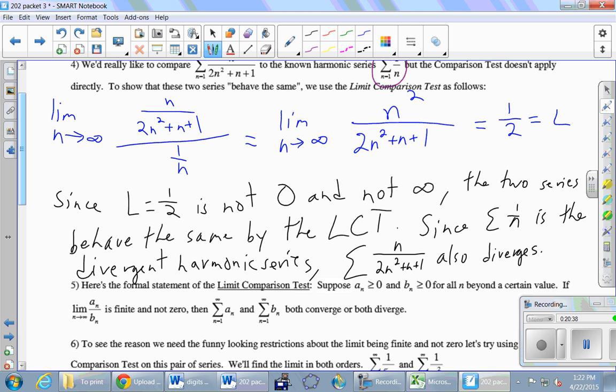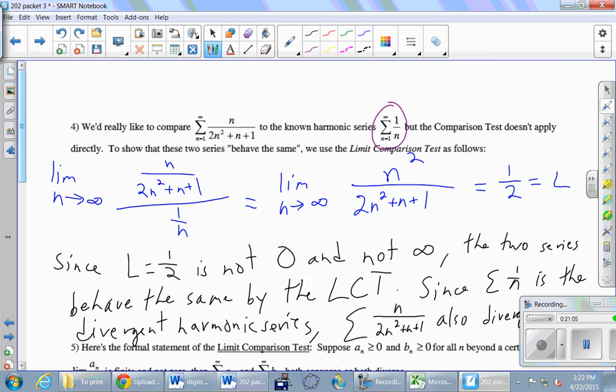Yeah, way more powerful than the direct comparison test. Doesn't even need to be less, just needs to be not 0 and not infinity when we do this limit. You do, but we're going to choose wisely. I mean, we're only going to pick things that we know about already, like 1 over n, and all the p series on the board are now easy. Geometric series are easy, so we're going to pick easy things to compare to.